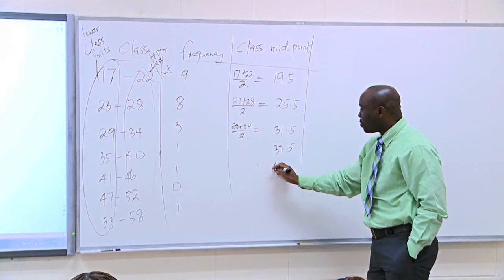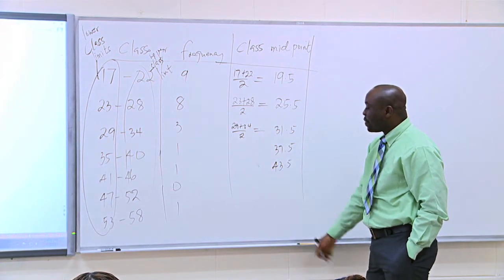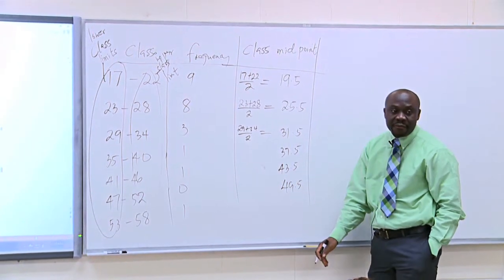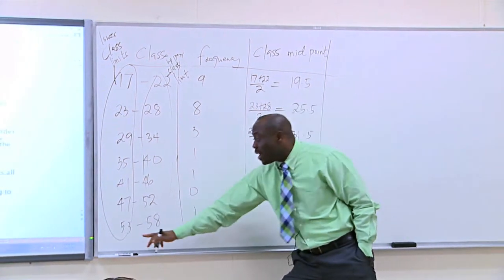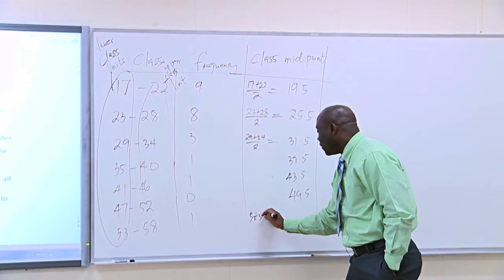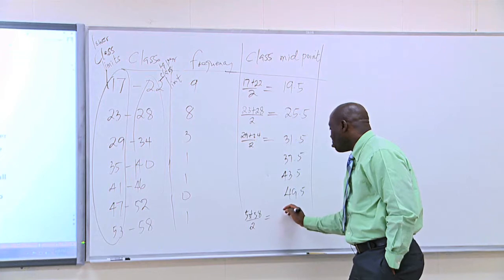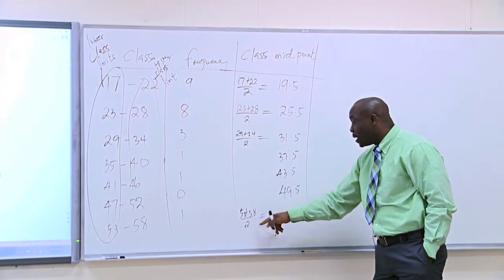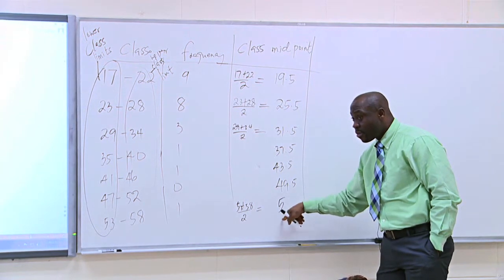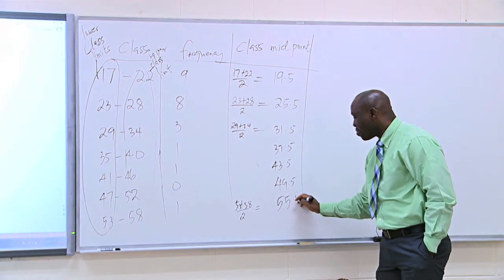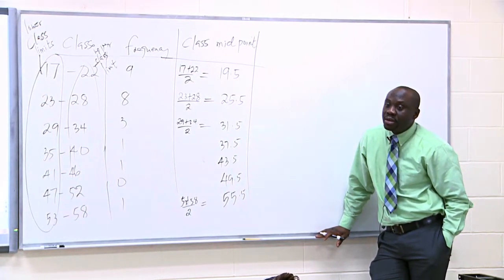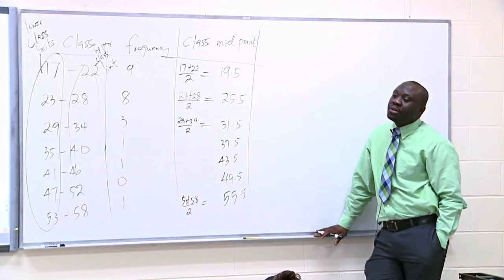Add a 6. 43.5. Add a 6. 49.5. If you don't want to add a 6, just go ahead, add 53 and then the 58, and divide by 2. If you add a 6, 55.5. Is that okay? So finding the class midpoint is not really difficult.